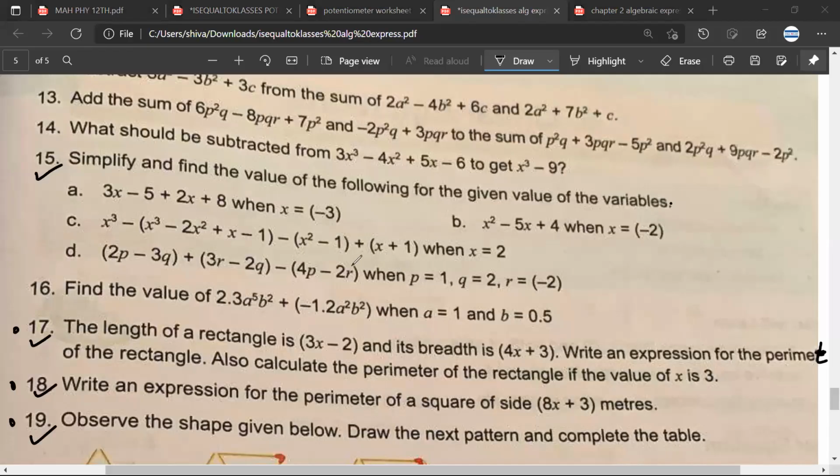Mr. Satya, how should I solve this? How should I simplify this? So, sir, then we have to take 2p and minus 4p. So it becomes minus 2p.